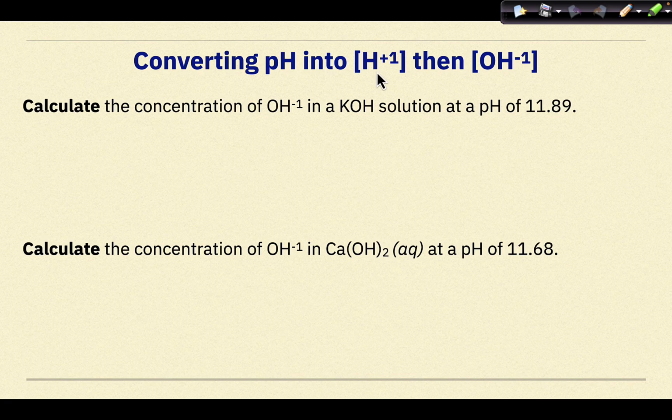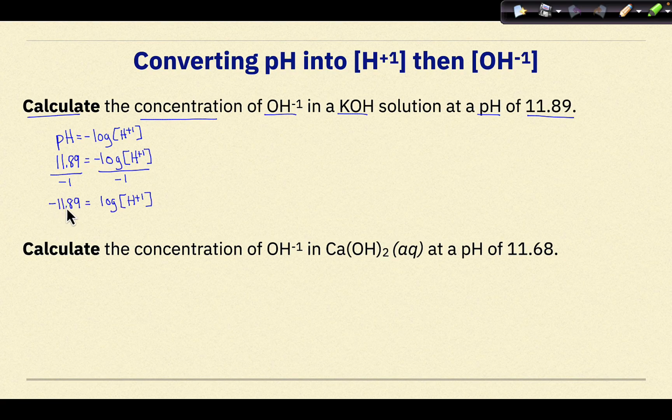Converting pH into hydrogen ion concentration, then hydroxide ion concentration. So I'm going to show a couple different ways to approach this type of problem. So we're being asked to calculate the concentration of hydroxide ions in a KOH solution at a pH of 11.89. So for this first example, I'm going to start out by writing my pH formula. So pH is equal to the negative log of the hydrogen ion concentration. So the pH that's given to me is 11.89. I'm going to take the negative of both sides, which will give me negative 11.89 is equal to the log of the hydrogen ion concentration.